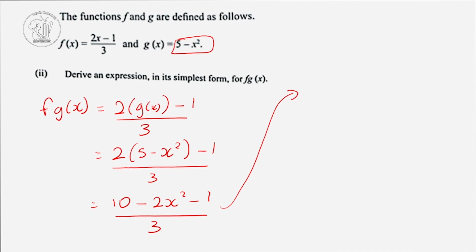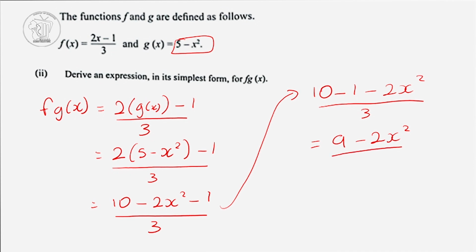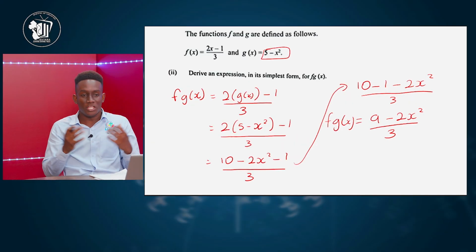And this will work out and give us, we put the like terms together, so this will be 10 subtract 1 subtract 2x squared all divided by 3. This will give us 10 subtract 1 would be 9 subtract 2x squared all divided by 3. And this will be the function fg of x.